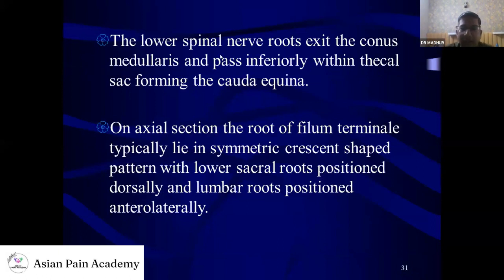The lower spinal nerve roots exit the conus medullaris and pass inferiorly within the thecal sac, forming the cauda equina. On axial section, the roots of the cauda equina typically lie in a symmetrical crescent-shaped pattern with lower sacral roots positioned dorsally and lumbar roots positioned anterolaterally.